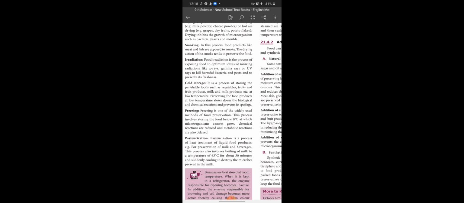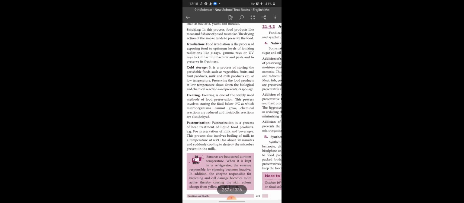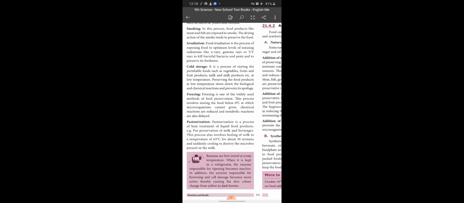Next, pasteurization. Pasteurization is a process of heat treatment of liquid food products, for example, for preservation of milk and beverages. This process also involves heating milk to a temperature of 63 degrees Celsius for about 30 minutes and suddenly cooling to destroy the microbes present in the milk.